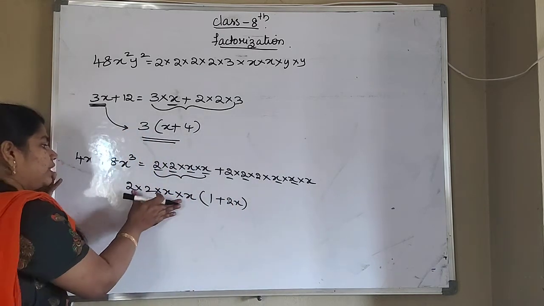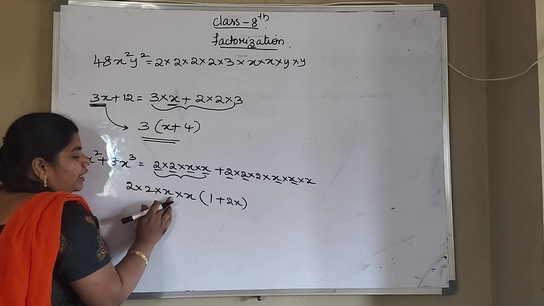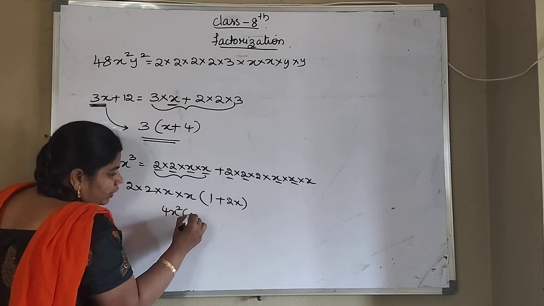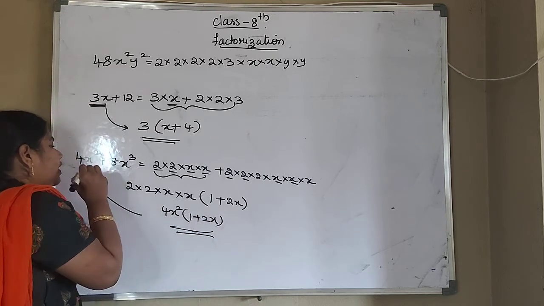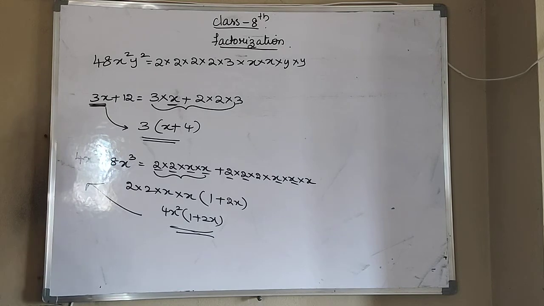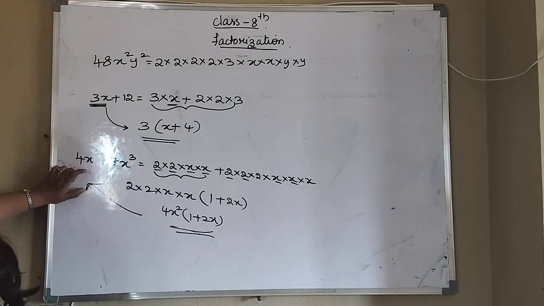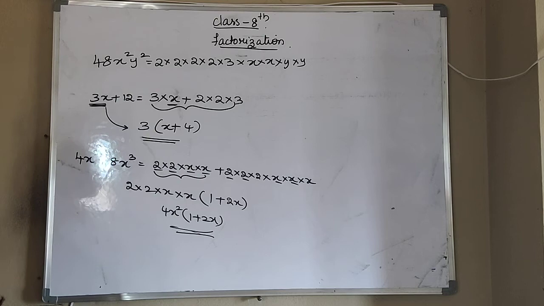So now multiply all these terms. 2 2s are 4, 4 into x is 4x, 4x into x will be 4x square, into 1 plus 2x. So this is a factor of the given term. So 4x square into 1 plus 2x will be the factor of 4x square plus 8x cube. Okay, so this is how you will factorize for two terms.